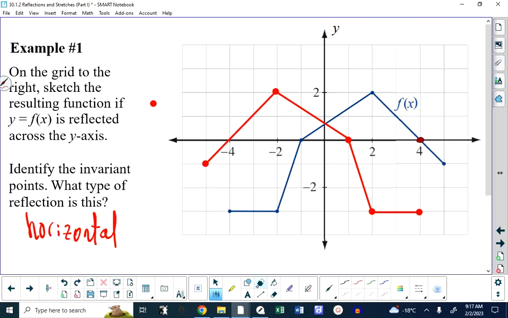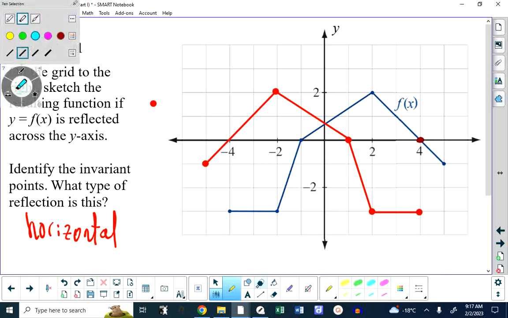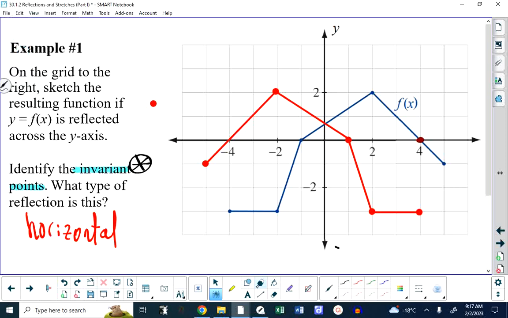Are there any invariant points? Well, I'm going to mark the invariant points. I won't use colors here. I'm going to mark the invariant points with that. Okay? I think it's pretty clear that the only invariant point is that one.